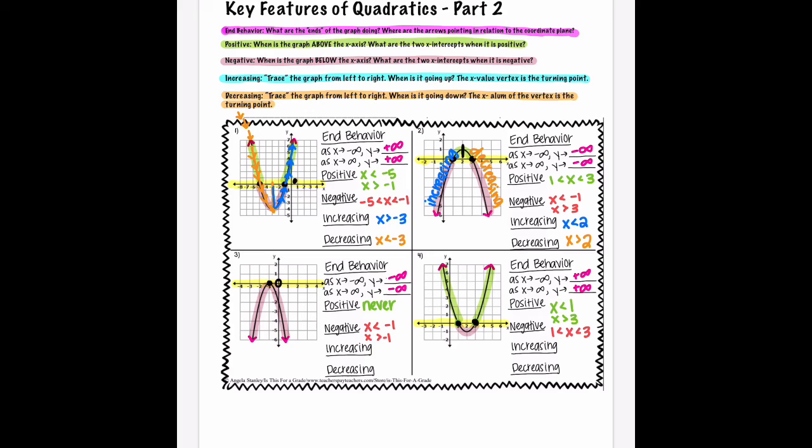Okay, so I want to draw this just to show you. The x value of your vertex, or the axis of symmetry, is always your turning point. So you're thinking about left versus right. When x is less than 2, the graph was increasing. When x was bigger than 2, it was decreasing.